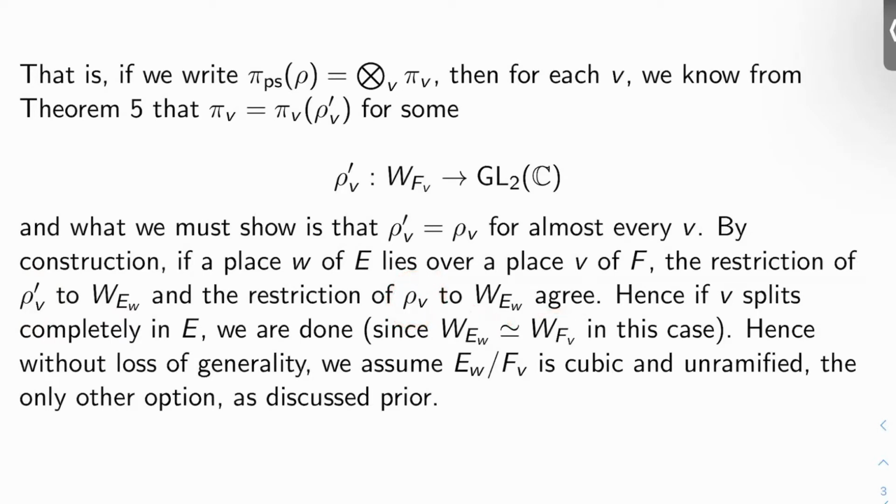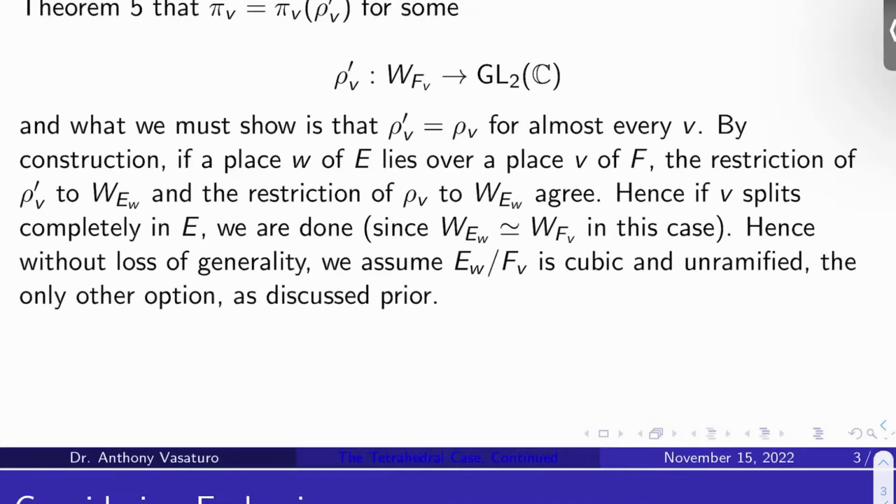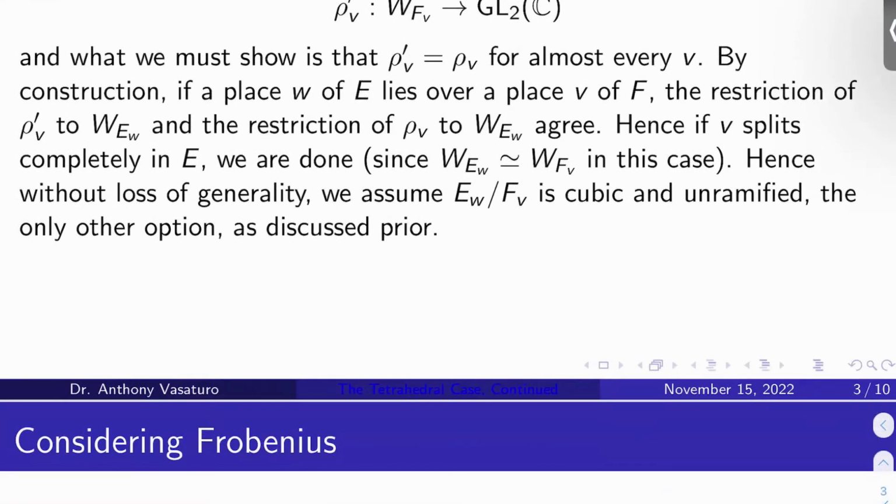Okay, what do I mean by this? Okay, W sub E sub w just lives here, so you can restrict this down. But remember, rho is just a representation on the Weil group W sub F. That can restrict down to a representation on W sub F sub v. And then that can further restrict down to a representation of W sub E sub w, which we might call rho sub v, or rho sub v restricted down at least.